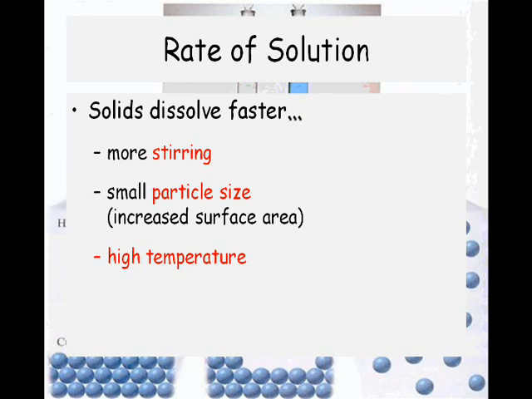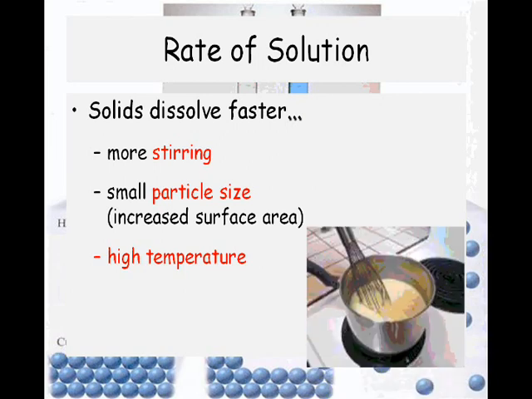Another thing to think about is high temperature. The way we make sweet tea, we boil the water and let the tea sit so that we have hot water to dissolve all of that sugar. It dissolves quicker if we have it at a high temperature. Also, stirring helps increase the rate of dissolving because it allows the molecules to come into more contact with one another.